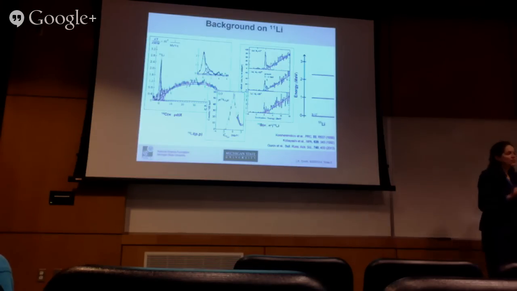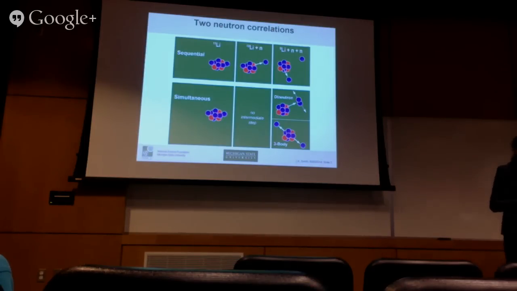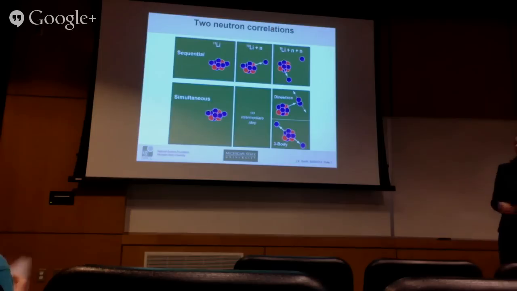So, measuring the energies of these states is the first thing that we're trying to measure in this experiment. The second thing that we're trying to measure is the decay mode. When those 2 neutrons are emitted, how are they emitted? Are they emitted sequentially, throwing one off at a time, in which case you're going through some intermediate state, lithium-10? Or are they emitted simultaneously?